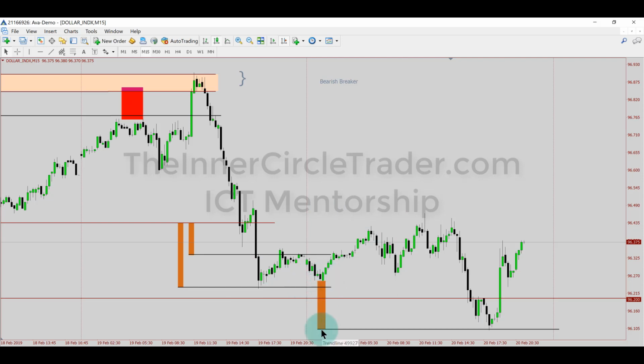So 15 pips below that, bingo, we have essentially the low of the day. If we look at the open on this candle, we have 96.25, and I'm not going to talk about pipettes. The open comes in at 96.25 and 5 pipettes.